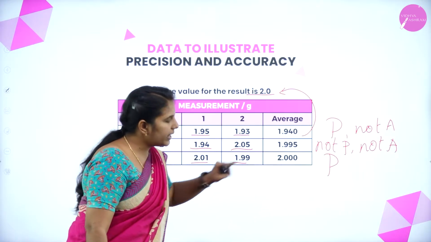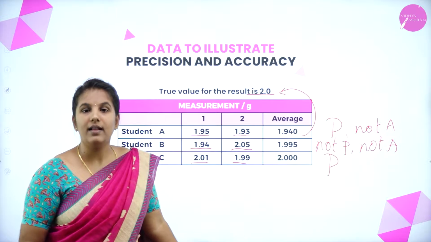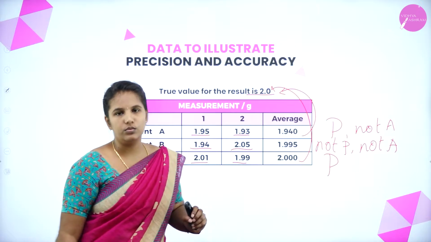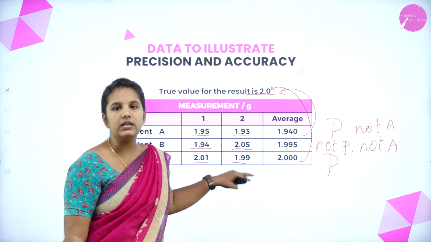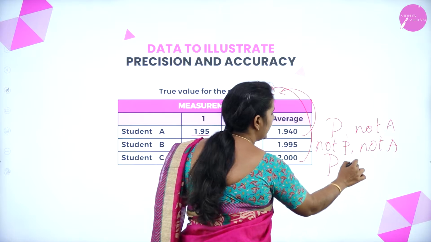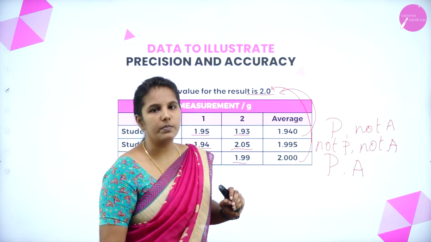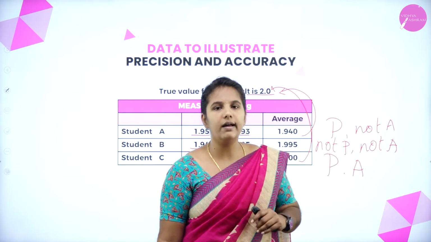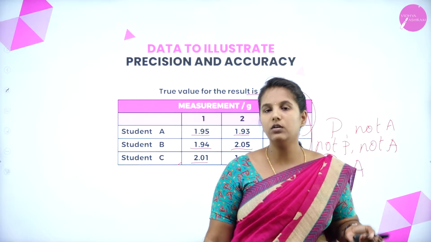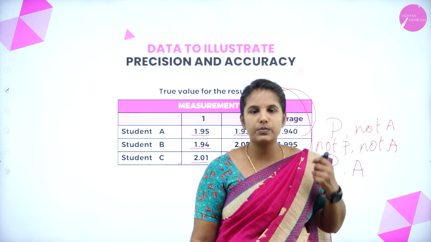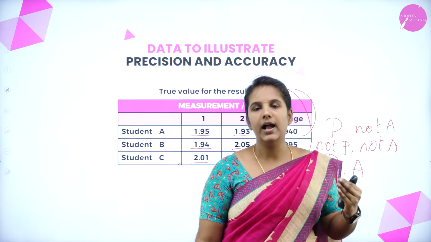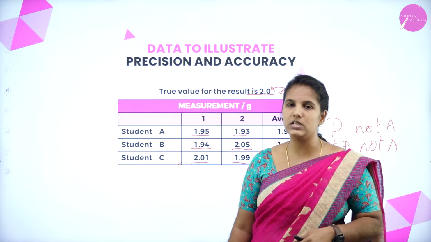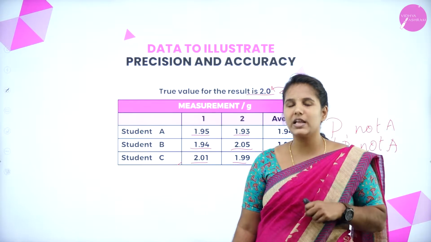Okay. And you can see that the average of these 2 trials is 2 only, which is the same as our true value. So the student's result is both precise as well as accurate. This is how, by looking at the trials and the true value along with the average value, we can express the results in terms of precision and accuracy. Hope you all understood these two terminologies, which are used by scientists as well as in our labs.